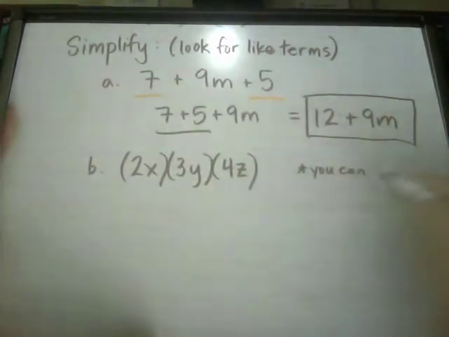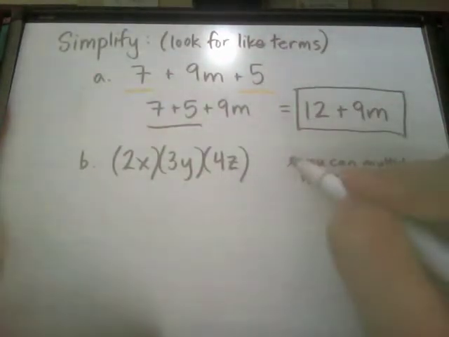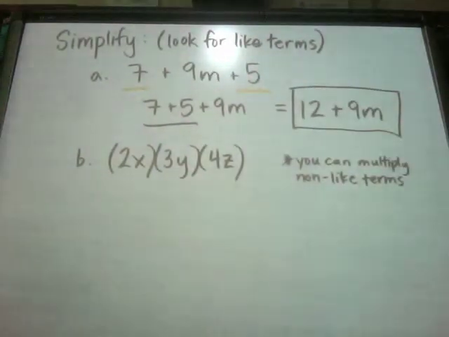A reminder, you can multiply non-like terms or unlike terms. You can multiply anything you want. They do not have to be alike. It's kind of like with fractions, right? If you add fractions, you got to have a common denominator. If you add with variables and numbers, you got to have alike terms. With multiplying, you can multiply any fractions you want. They don't have to be alike. Same thing here. You can multiply anything.